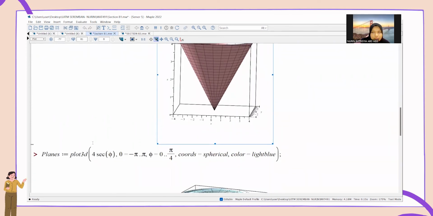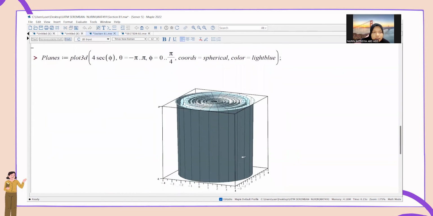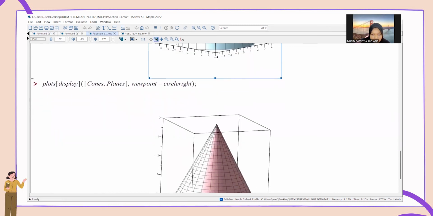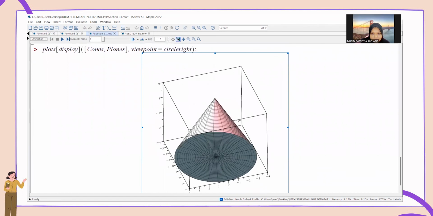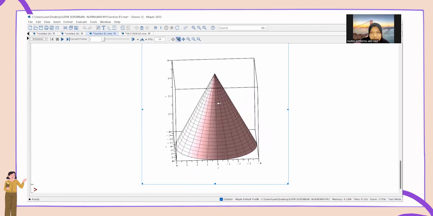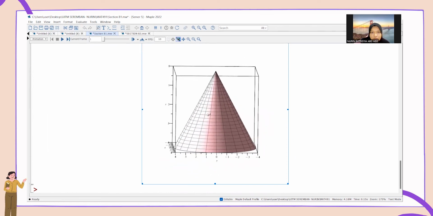Now we want to do the plane. So plane equal to plot 3D, open bracket 4 sec phi, theta is equal to -pi to pi, phi is equal to 0 to pi over 4, coords is equal to spherical and color is light blue. Therefore, we will get the plane here like this. So now we want to display it. So we use plots, display, cones, planes, viewpoint is circle right. Then we will get this figure where down here is the plane and this is the cone. So this is the solid that we will get from question 1.